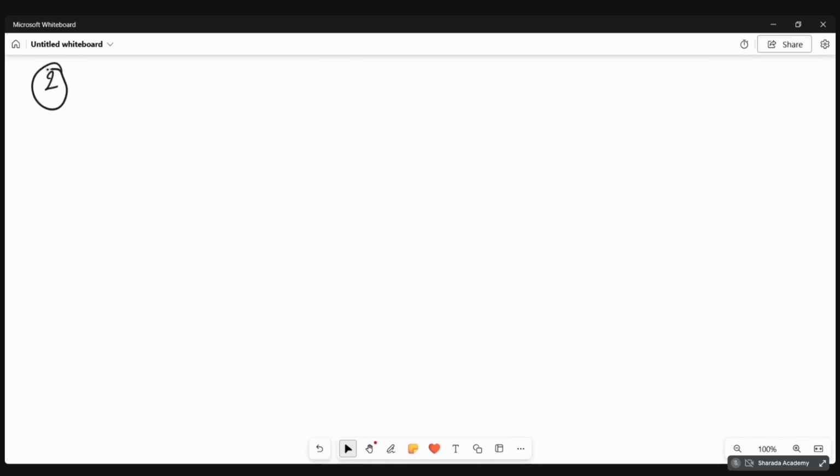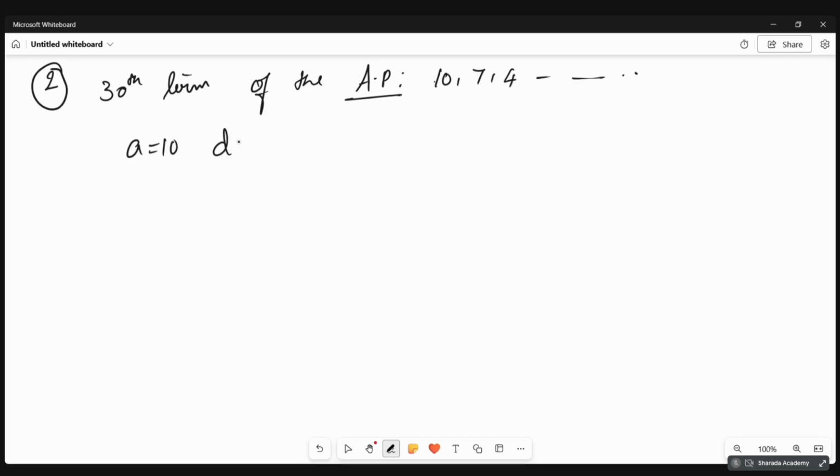Choose the correct choice in the following and justify. First one, the 30th term of an AP. So he is asking the 30th term of the AP 10, 7, 4, and it goes on. The 30th term you should calculate. So here A is equal to 10, D is equal to 7 minus 10, D is equal to minus 3.